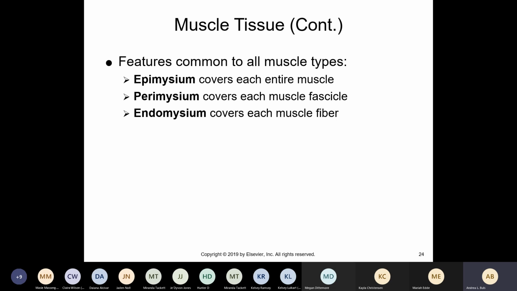Muscle tissue features that are common to all muscles are the epimysium, which we talked about, that covers the entire muscle. And then we're going to divide that muscle. Okay, now we've got muscle fascicles, which is like a group of little fibers, and that's covered by perimysium. And then the endomysium is on the innermost part of just one muscle fiber.